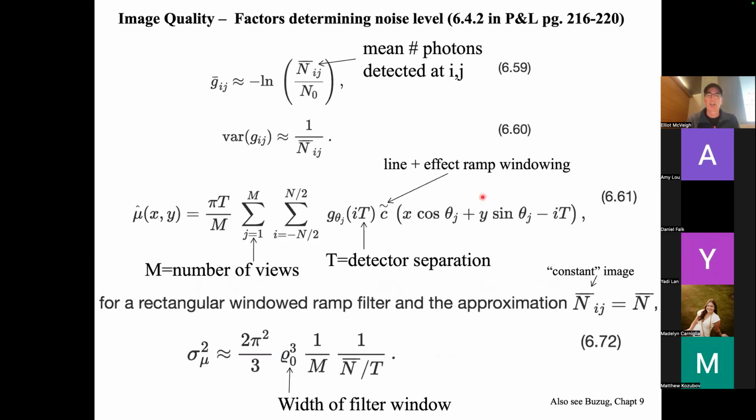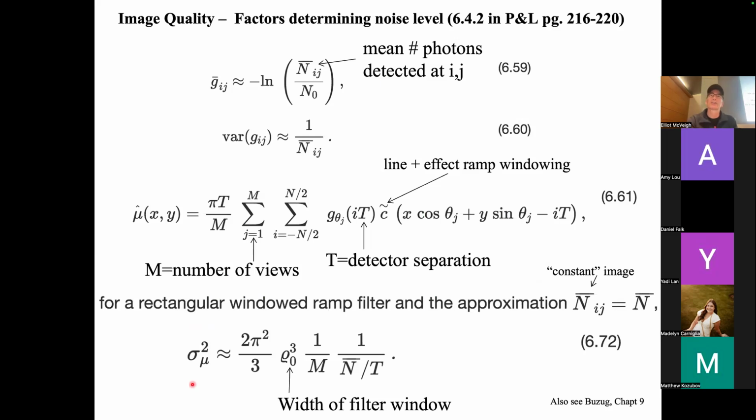Okay, so this derivation by Jerry Prince in the textbook, if you're a mathy kind of person and you really want to know the underlying mathematical reason why the noise level of a CT image is what it is.